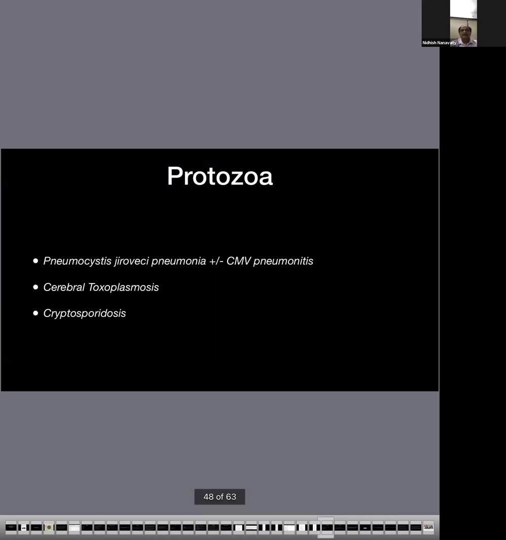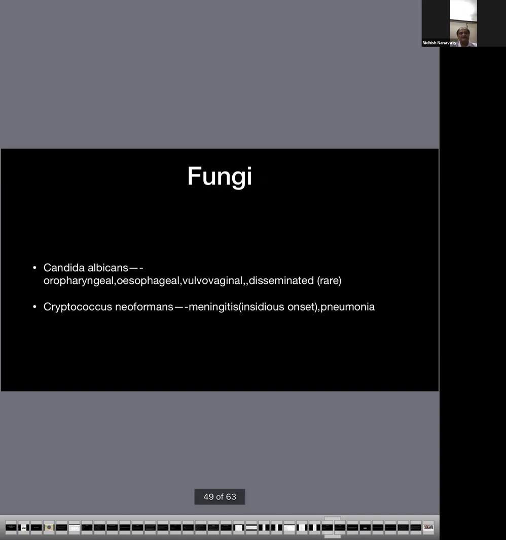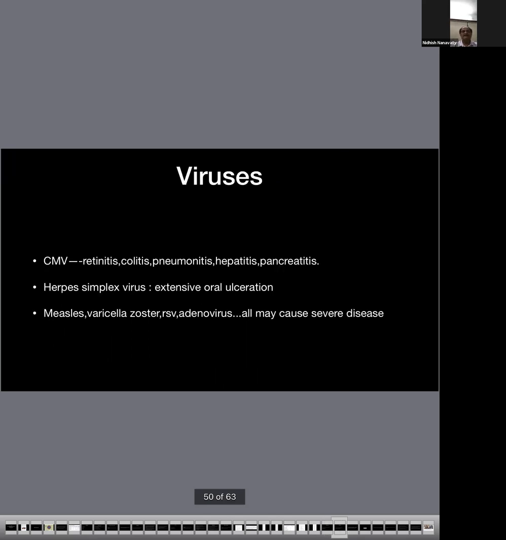Pneumocystis pneumonia, cerebral toxoplasmosis, and cryptosporidiosis are the protozoal infections commonly found as opportunistic infections. Among fungi, Candida albicans causes oropharyngeal, esophageal, vulvovaginal, and disseminated infection, and Cryptococcus neoformans causes meningitis and pneumonia. Among viruses, CMV is more common, presenting as retinitis, colitis, pneumonitis, hepatitis, pancreatitis. Herpes simplex virus causes extensive oral ulceration. Measles, varicella zoster, RSV, and adenovirus may all cause severe disease.